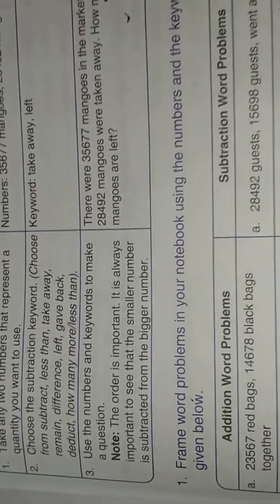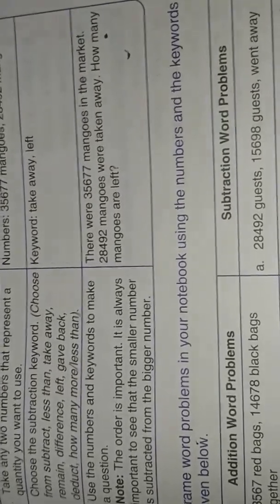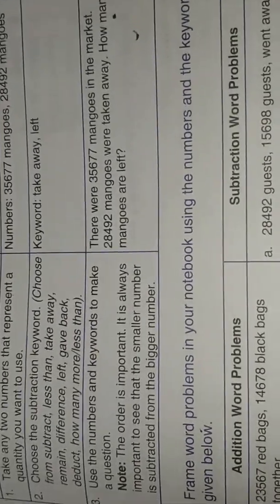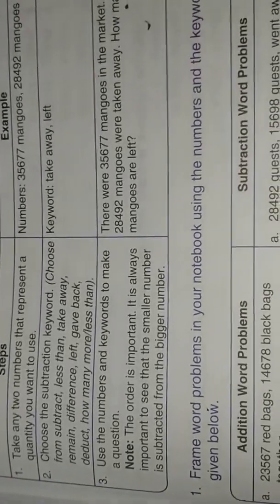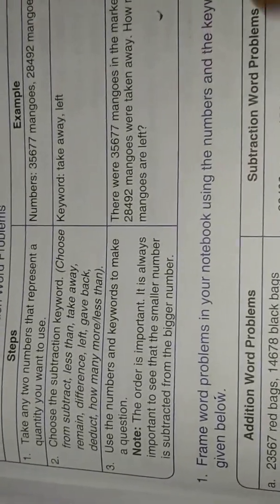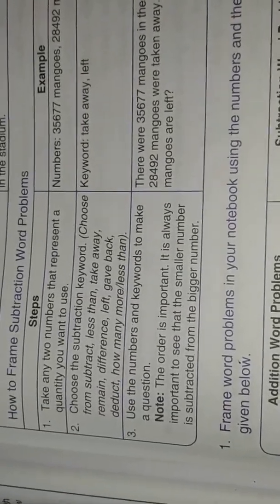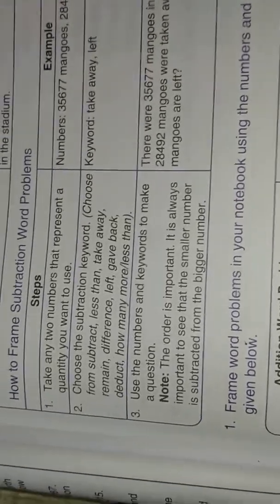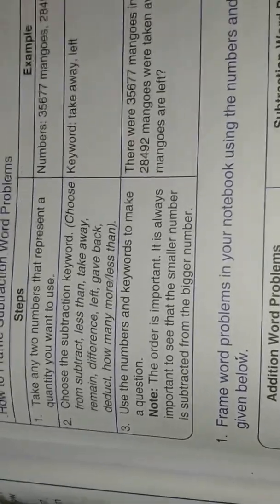So there were 35,677 mangoes in the market and 28,492 mangoes were taken away. So how many mangoes are left? अभी कितने mangoes बाकी हैं वो हमें find करना है. So students, I hope you understand these things. What is framing word problems? What is framing addition word problems, and what is framing subtraction word problems?